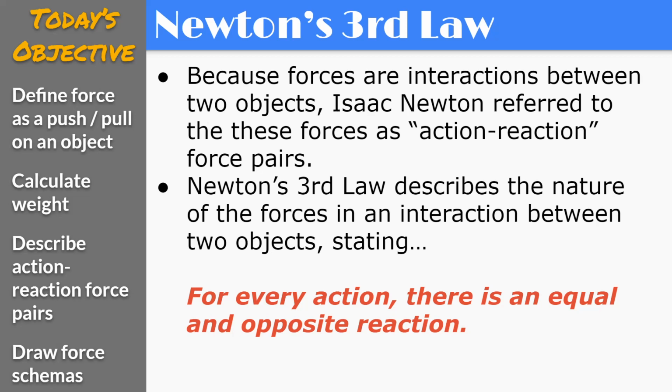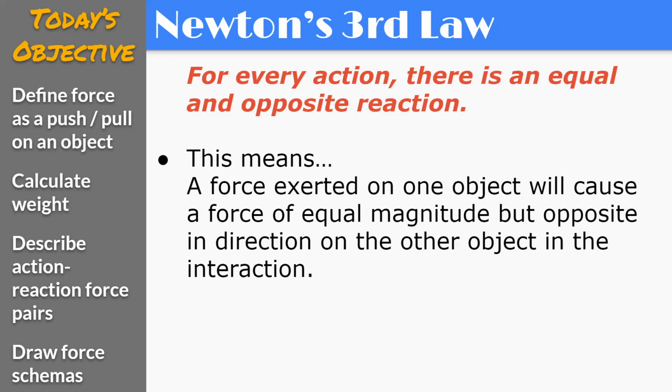So we're going to talk about action force and the accompanying reaction force because, again, it's a pair. Whenever you have the bat hitting the ball, you also have the ball hitting the bat, in that previous example. But we're going to look at some different force pairs today. This means that a force exerted on one object will cause a force of equal magnitude but opposite direction on the other object in the interaction.